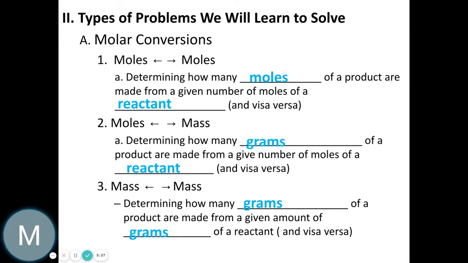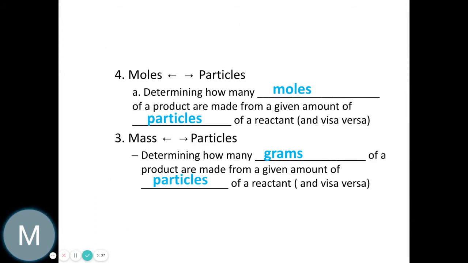Ms. Merkus is going to do a video showing you how to do numbers 2 and 3 in our next class. And then the third day that we do a lecture on stoichiometry, we'll address these last two, which is moles to particles and then mass to particles. So in moles to particles, we determine how many moles of a product are made from a given amount of particles of a reactant, and then mass to particles, determining how many grams of a product are made from a given amount of particles of a reactant, and vice versa.